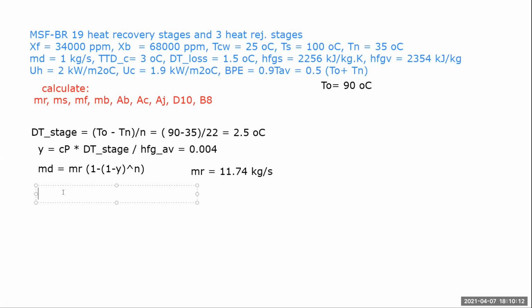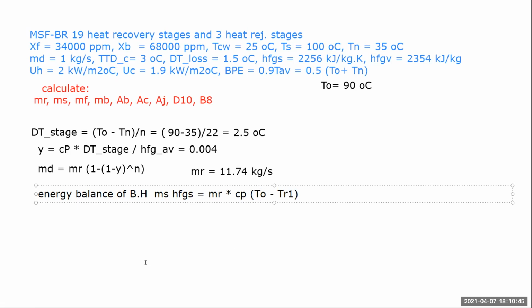Brine heater. Exactly, we do an energy balance of the brine heater so that M steam into HFG steam is the energy given, and this energy given is required to heat MR from TR1 to T naught. So T naught minus TR1. So here in this equation, we have two unknowns. We don't know the M dot steam, and we don't know the value of TR1. But we can get the TR1 value quickly.